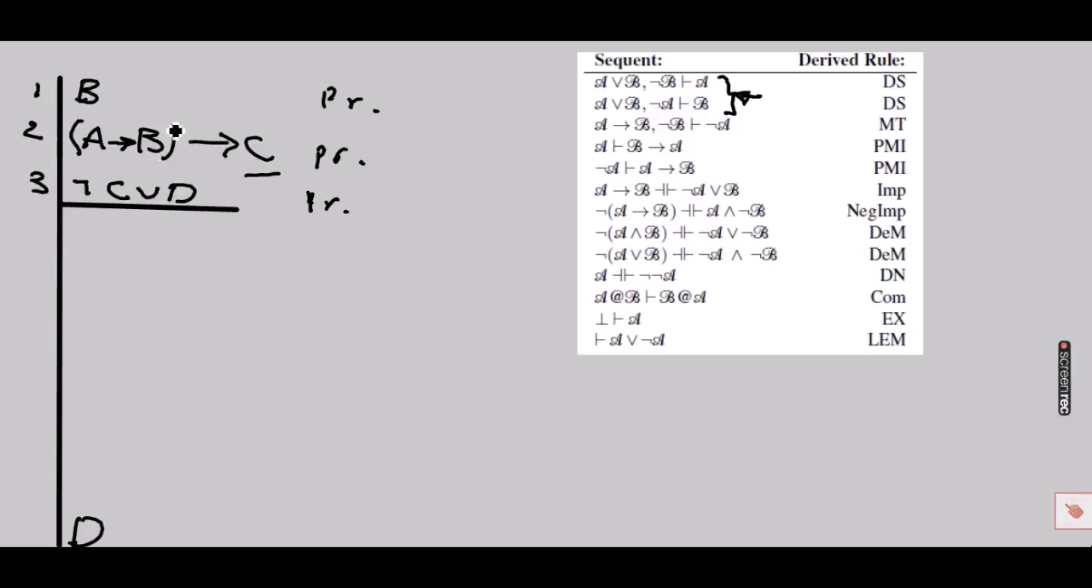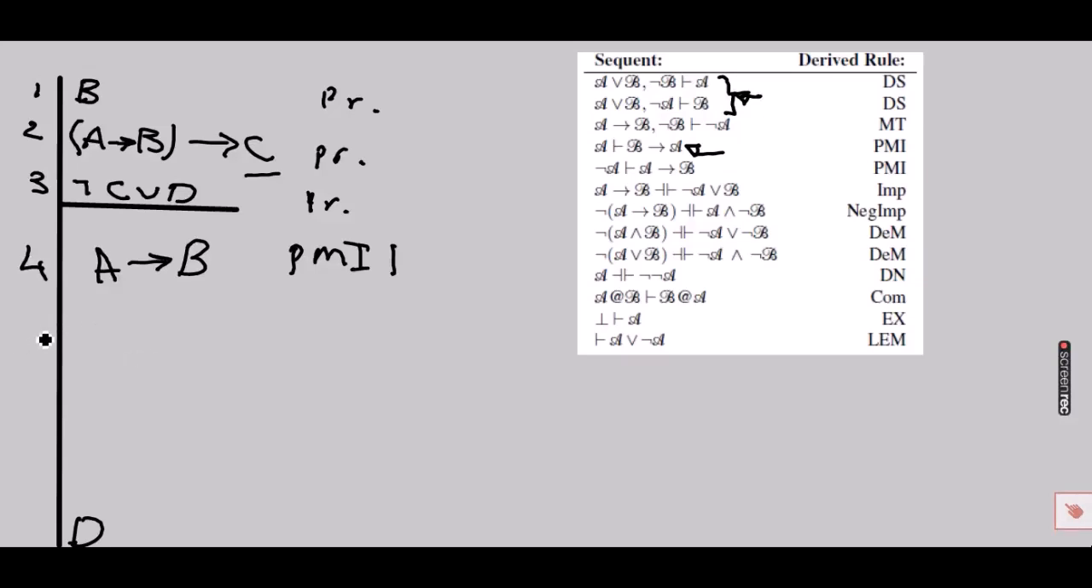Okay, now let's look at this next. We have B. What is it that we can do with B? Well, if you look at the derived rules here, look at this one, PMI, the first PMI. It says that if you have A, from that you can get anything arrow A. So since on this side we have B, we can get anything arrow B using PMI applied on line 1. So what should we put here? Well, obviously we're going to put A, right? So we want to get A arrow B from line 1.